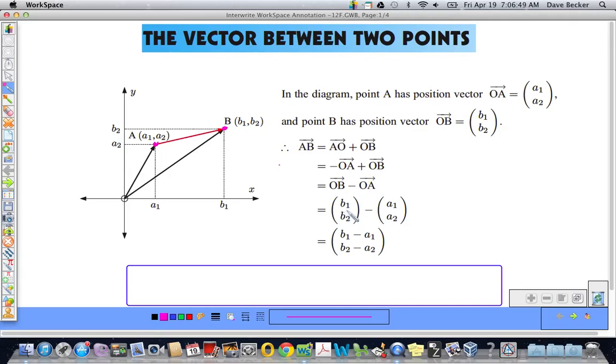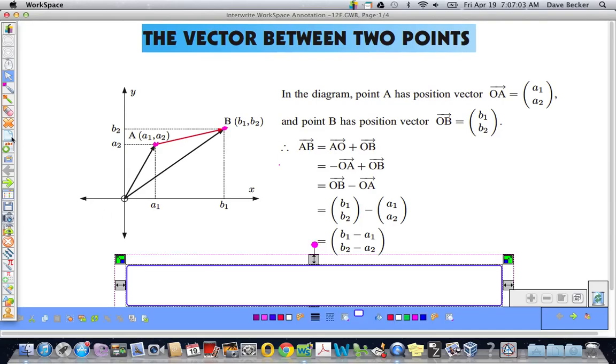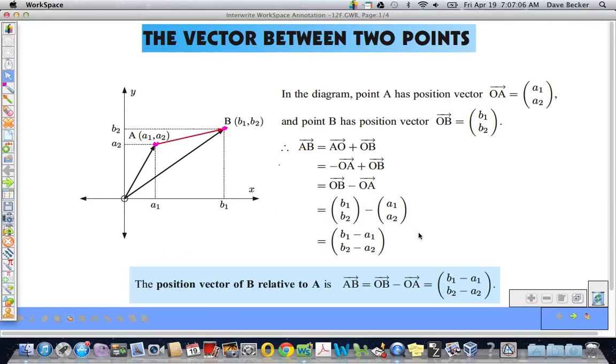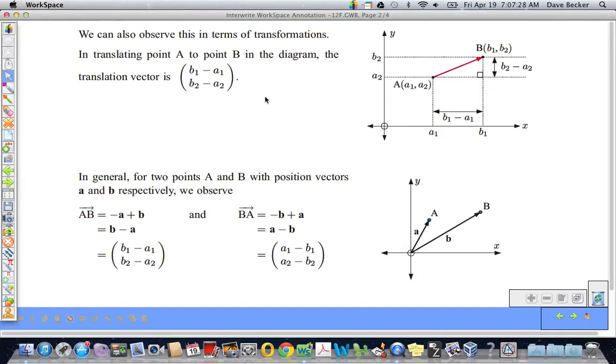And if I put that in component form, I would just take the components of vector OB and subtract the components of vector OA, and I get B1 minus A1, B2 minus A2. And that is a proof for a very simple and intuitive rule or algorithm. Vector AB is equal to OB minus OA. Basically, all I do is I take the components of B and subtract the corresponding components of A, and I have my new vector. Here's another way to look at it using transformations.